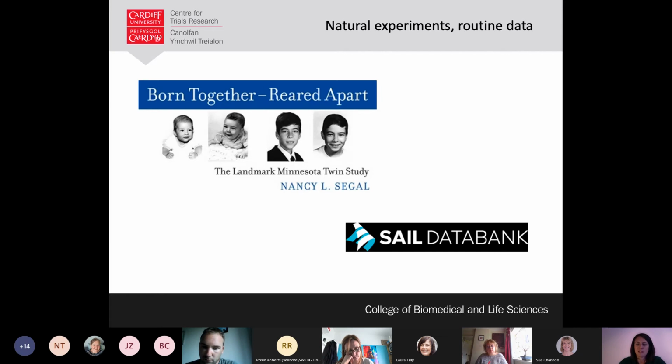We also encourage the use of routine data. That's data that's collected every day in routine practice, things like GP data, hospital data. And in Wales, this is stored on a database called the SAIL database, and you can access that. And you might be able to answer your question without collecting any new data, which can mean it's cost effective, it's less patient burden. So this is something funders really like as well.